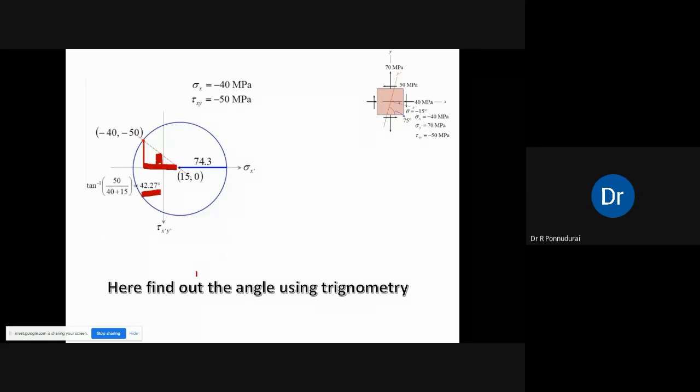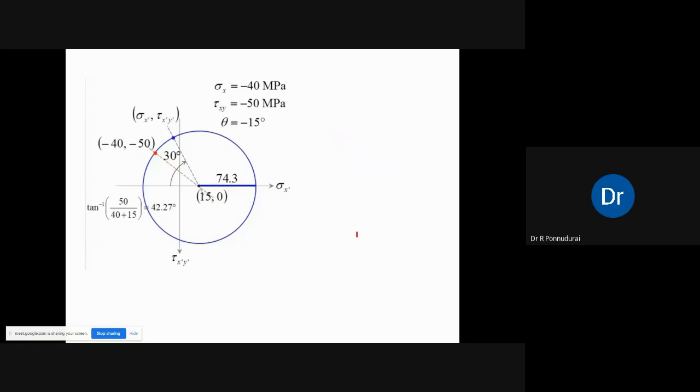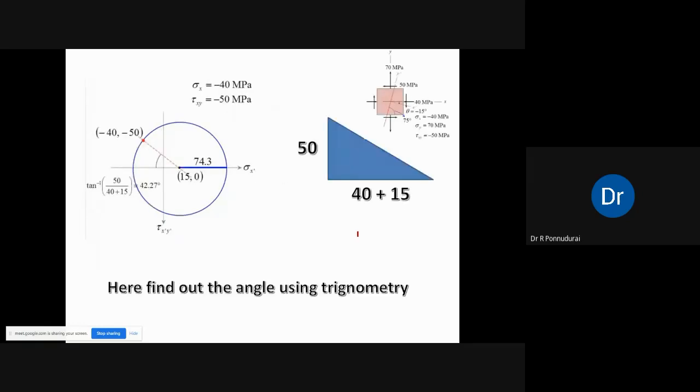If you want to find the angle using trigonometry, I already told you, use the right angle triangle. So this is 0 here. From here to here it is 15. From here to here it is going to be 40. So the total is 55. Here 50. Okay. Now this is the 0 degree plane.